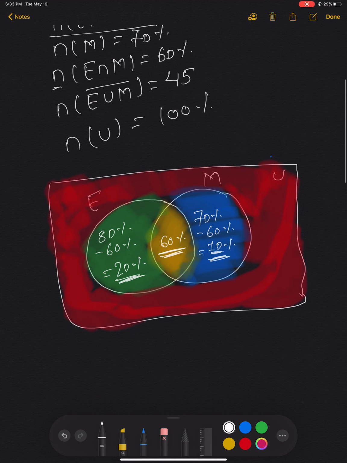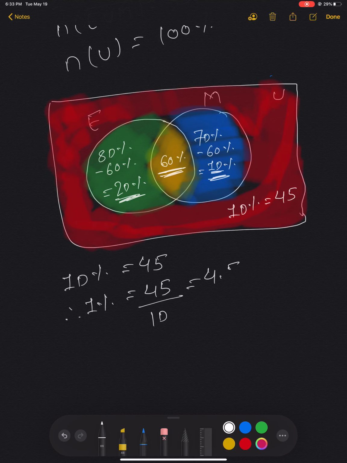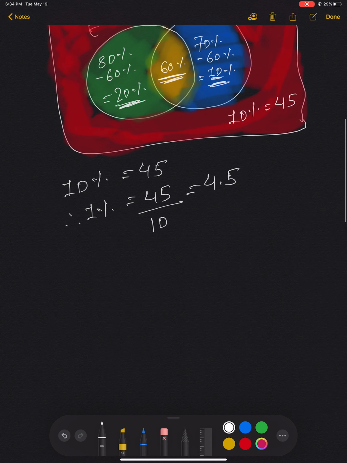So now you have 20%, 60%, and 10%, that makes 90%. So how much is left now? 10%. So 10% is in the complement of E union M, which is equal to 45. So from the above Venn diagram we can see that 10% is equal to 45. Therefore 1% is equal to 45 divided by 10, which is 4.5. So that is your Venn diagram.